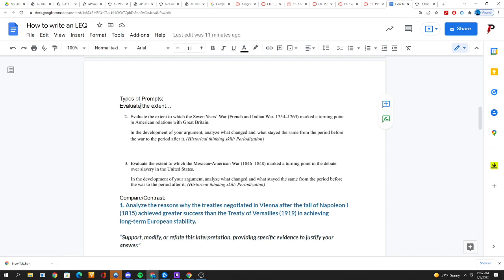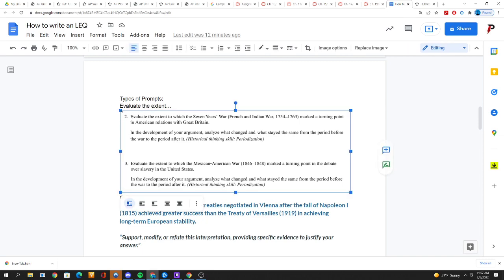It's very important to understand how to approach a prompt, because then you want to be able to write the best you can in the context of what they're asking you to do. So an evaluate the extent prompt is essentially asking you, to what degree is this event important to this idea? If you look at this prompt here, prompt number 2: evaluate the extent to which the Seven Years' War, or the French and Indian War, between 1754 and 1763, marked a turning point in American relations with Great Britain.